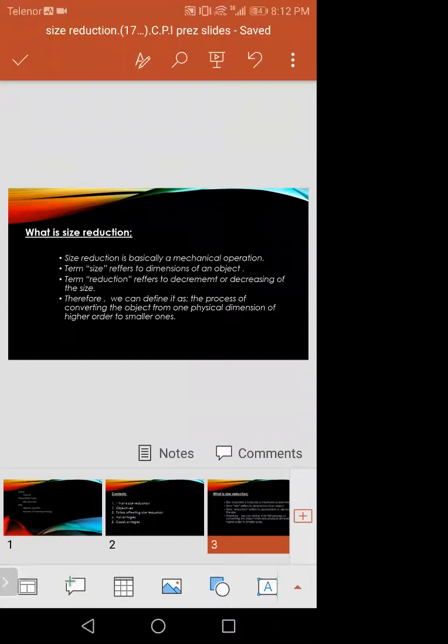Here is size reduction. It is basically a mechanical operation. The term size refers to the dimensions of an object, and the term reduction, as we know, refers to decrement or decreasing of size. Therefore, we can define it as the process of converting the object from one physical dimension of higher order to smaller ones. In other words, we have to convert the size of bigger particles to smaller ones by using external force.